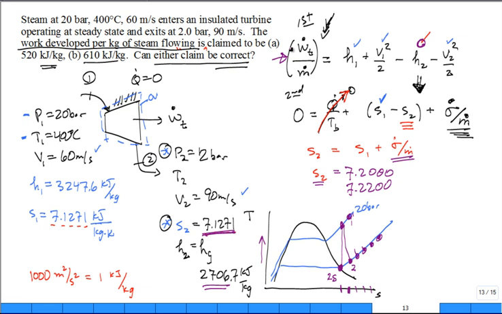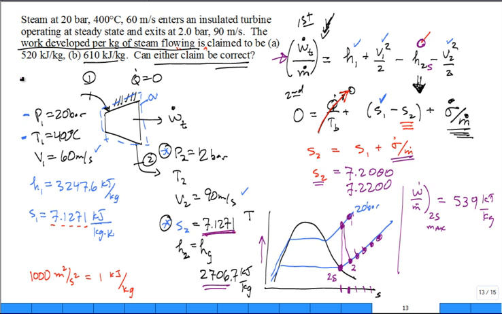Less power out. Okay, so let's assume that we put H2S right there and we calculate it and we find that W dot divided by m dot for 2S, or the maximum, whatever notation you want, is 539 kilojoules per kilogram. That's the max you can get out. So I come over here, 520. What do you think? It's possible.